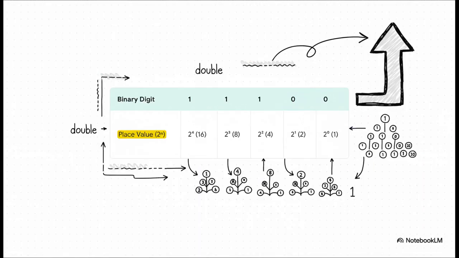Okay, so here we go. You can see we've written out our binary number, 11100. Now, for the important part, we work from right to left. So the first spot on the right is the ones place. The next one over is the twos, then the fours, the eights, and finally the 16s place. You see that pattern, right? Each spot is just double the one before it.